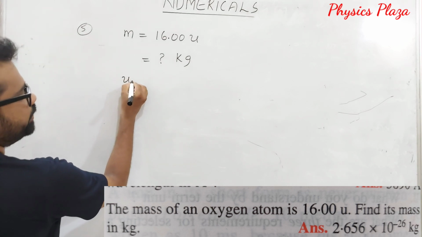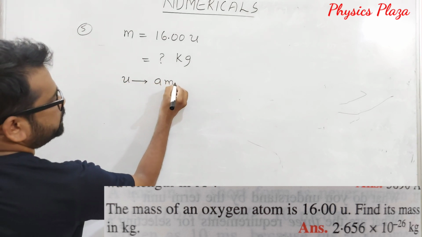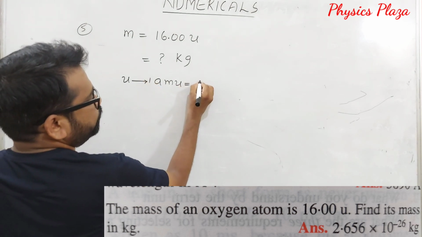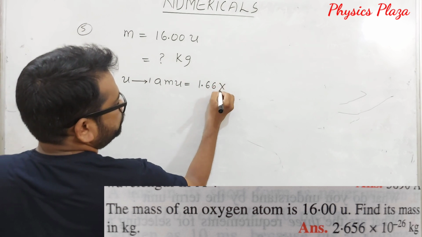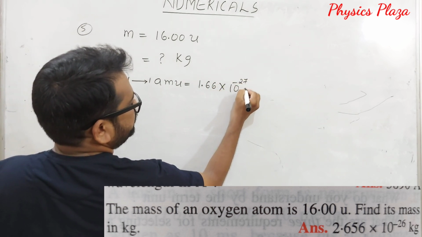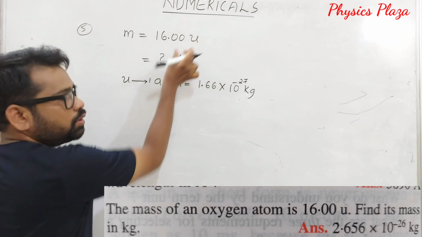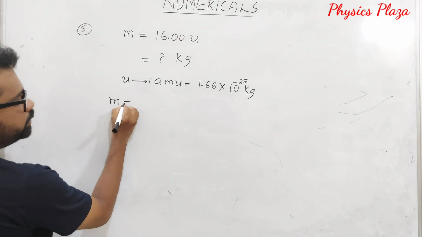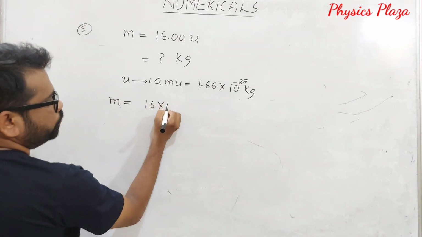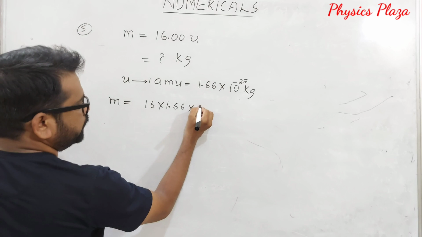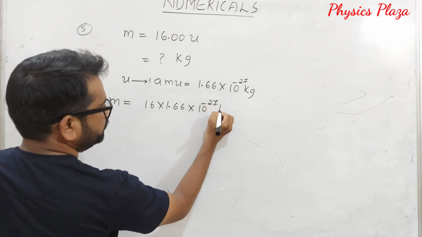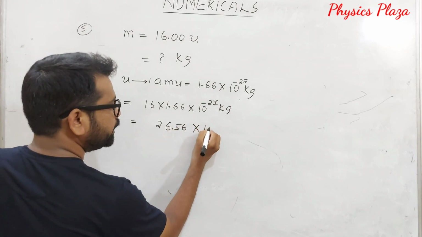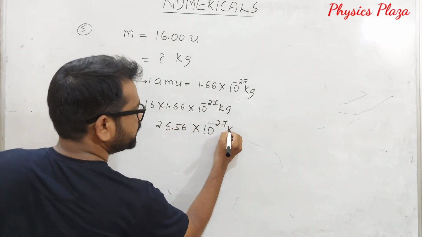Children, here U we can call as AMU, that is atomic mass unit. So here 1 atomic mass unit is equal to actually 1.66 into 10 to the power of minus 27 kg. So now in the place of U, we are going to substitute this value. So then mass is equal to 16 into 1.66 into 10 to the power of minus 27 kg. That is 26.56 into 10 to the power of minus 27 kg actually.